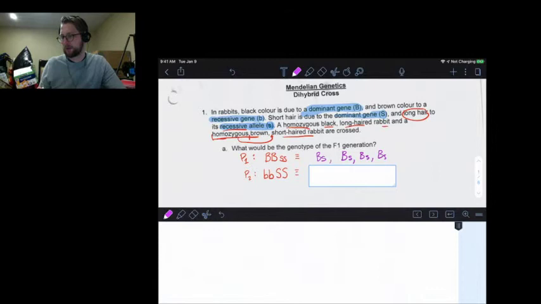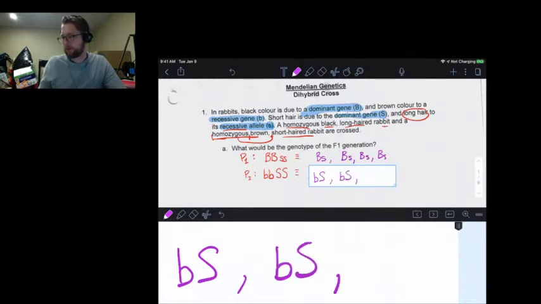The second parent is also going to create gametes. Those gametes are going to have one copy of every allele. So they will have one copy of the b and one copy of the S, but in this case, the parent only carries lowercase b's and uppercase S's, or only carries recessive b's and dominant S's. So all four of their combinations are going to be of this setup.